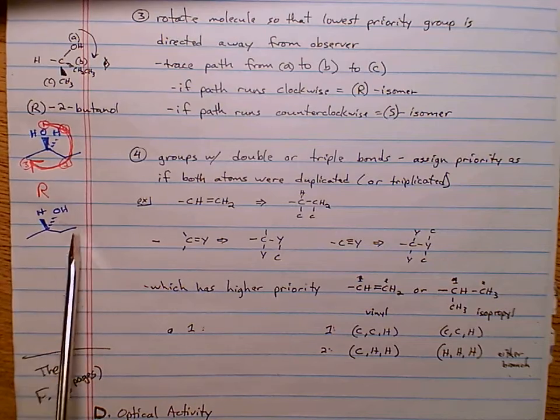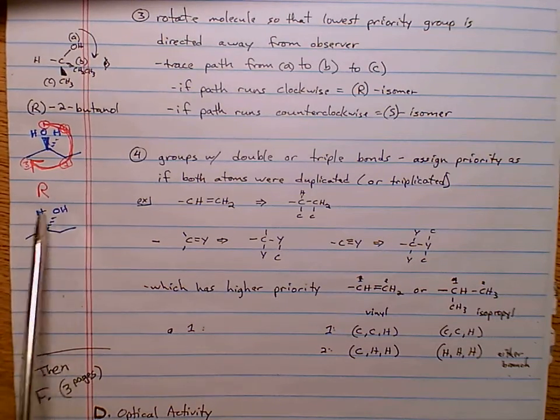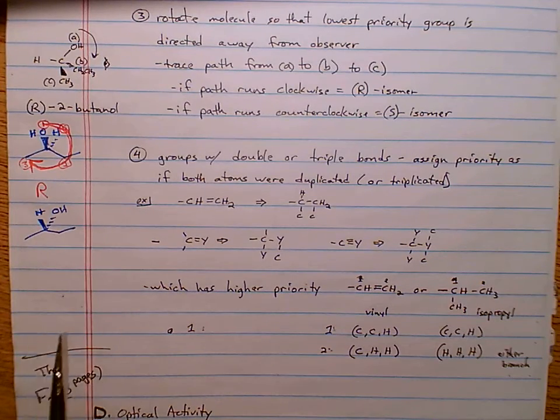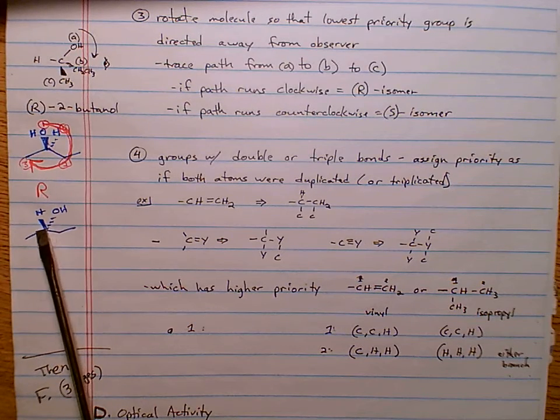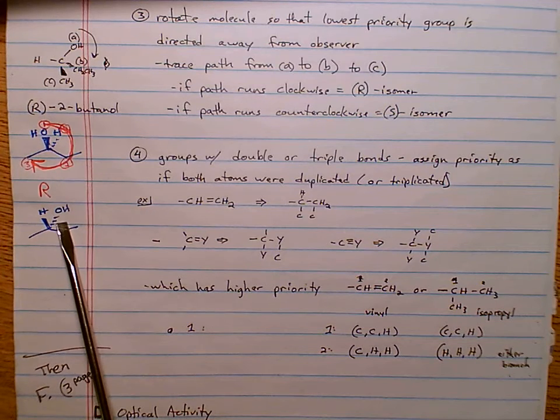So how do we rotate the molecule? No, we just can't switch things. We have to completely rotate the molecule so that the lowest priority group is going away from us. Well, I have to take it like this and rotate it 180 degrees.